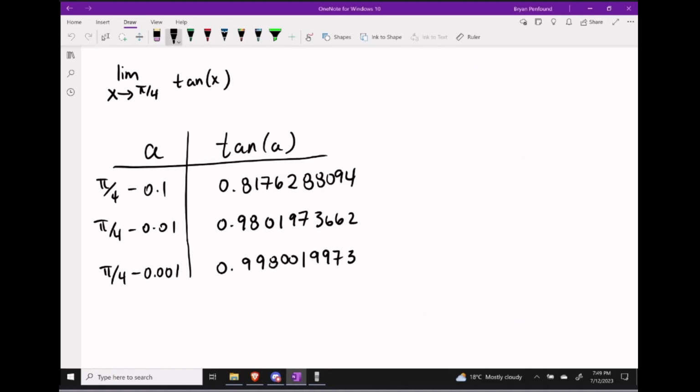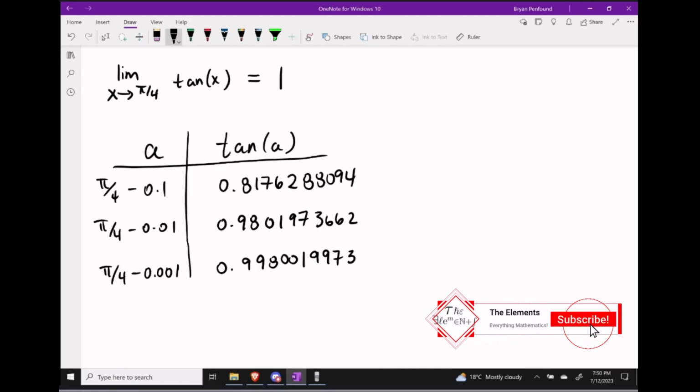0.998. So looking at our three evaluations here, it does look like if we are looking at the path that's a little bit less than pi over 4, our tan of x values are tending towards 1 as well. So overall, we should be able to say, based on our table of values, that the limit as x approaches pi over 4 of tan of x is equal to 1.